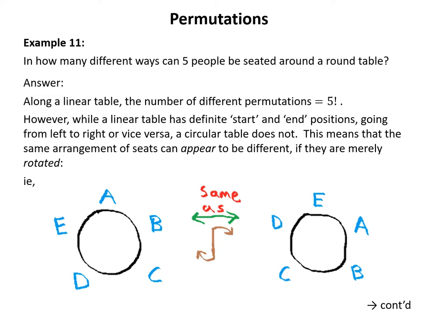So while the entire picture of the table has been rotated, in this case clockwise by one position, it doesn't actually make a different arrangement. It's the exact same seating arrangement. So we need to reconcile this. We need to deal with that fact. And it definitely suggests at this point that there will be fewer different arrangements in this particular case compared to the linear table.